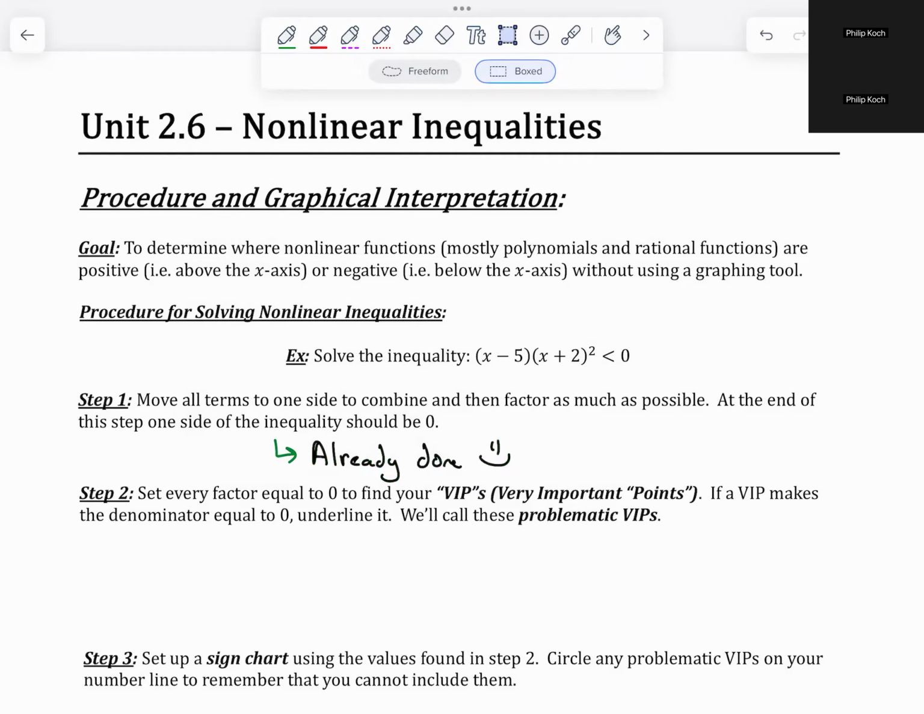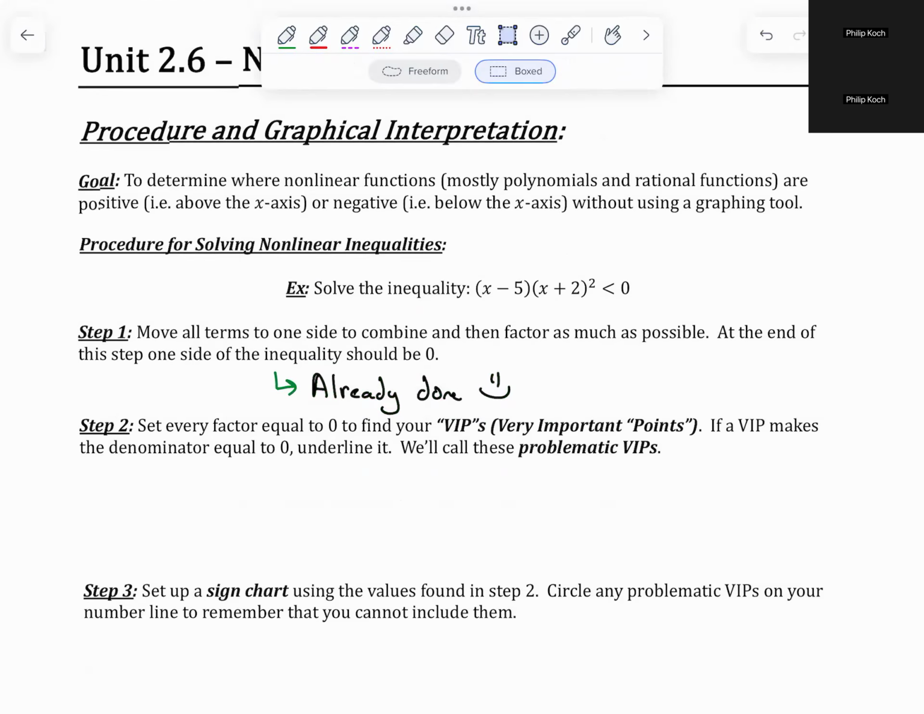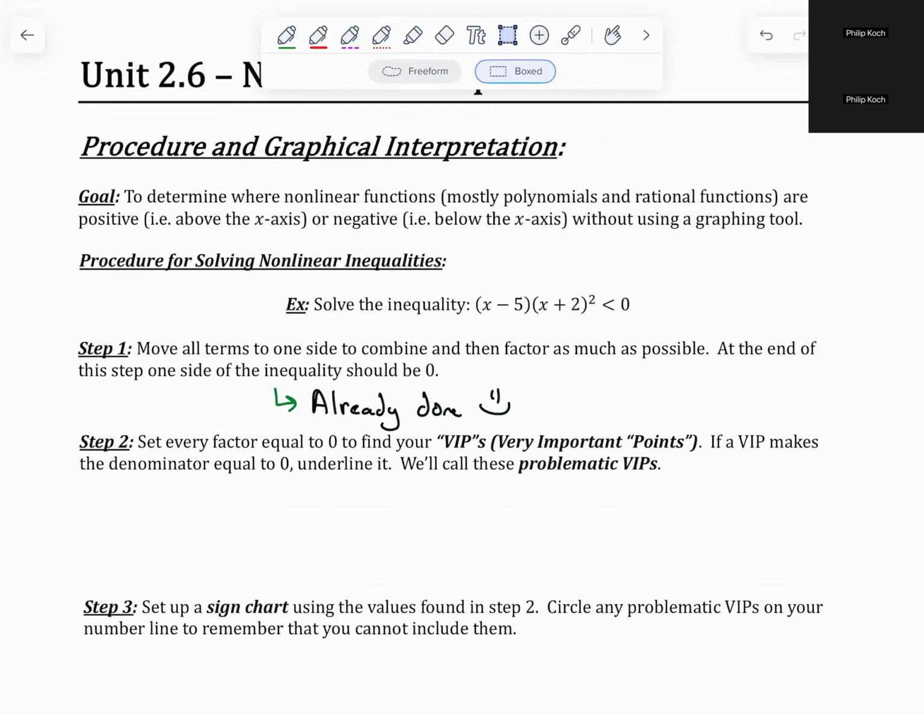Then what you're going to do is set every factor equal to 0. There is no denominator here, but if there were, we'd factor the denominator as well, and we'd set all of the factors equal to 0. And then I'm going to call those my VIPs, my very important points. I'm very clever, I know.